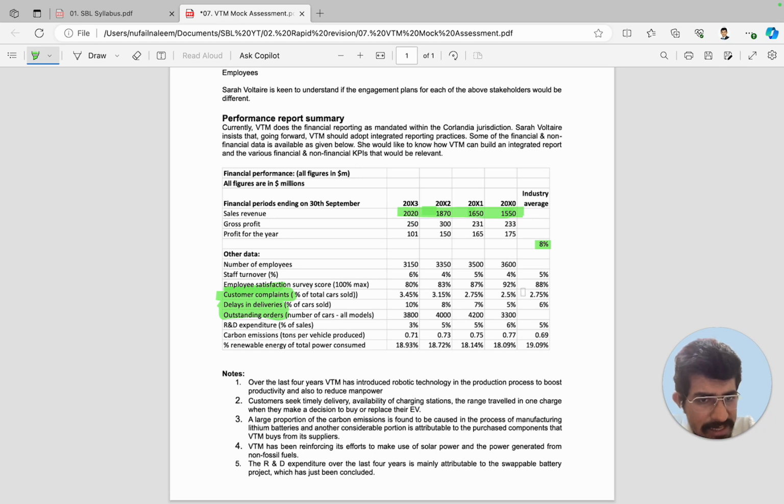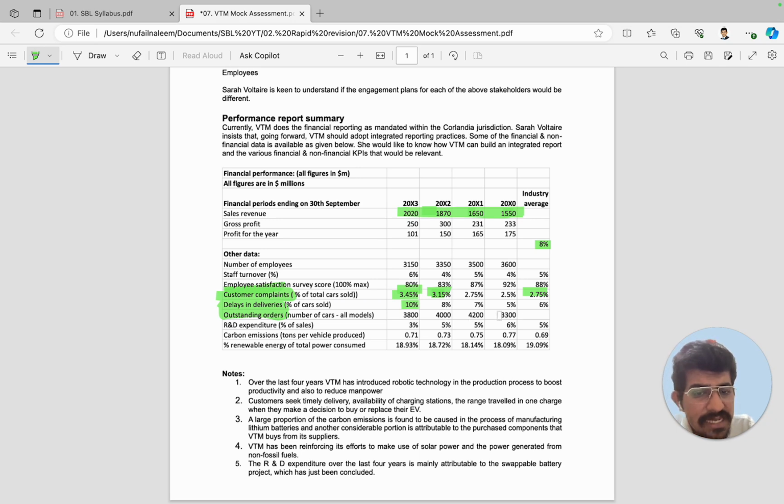Now you observe the industry customer complaint average is 2.75, but in 2012 it is 3.15, and here it's 3.45. But you see, students, the customer complaints are increasing, but still there is growth in sales revenue. Similarly, you see the delays, we have 10% delay, but still it is growing. But outstanding orders are the issue.